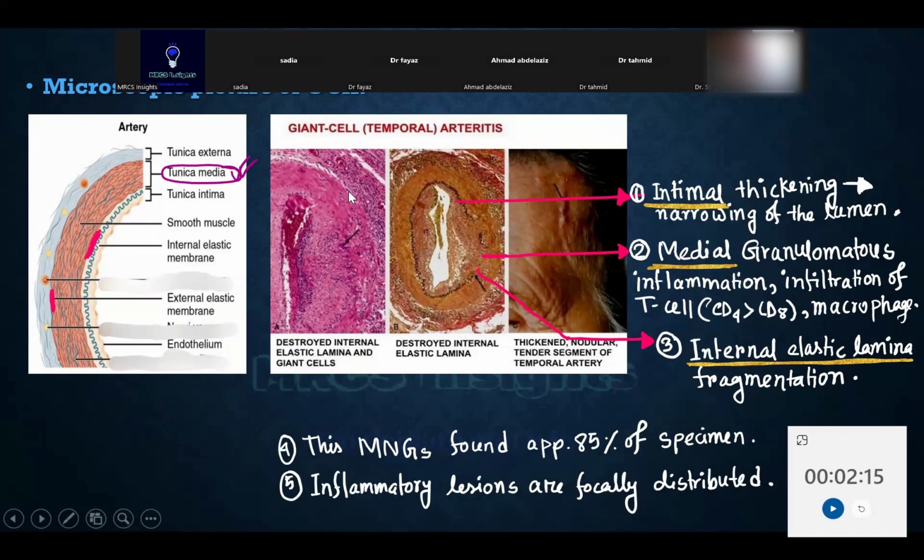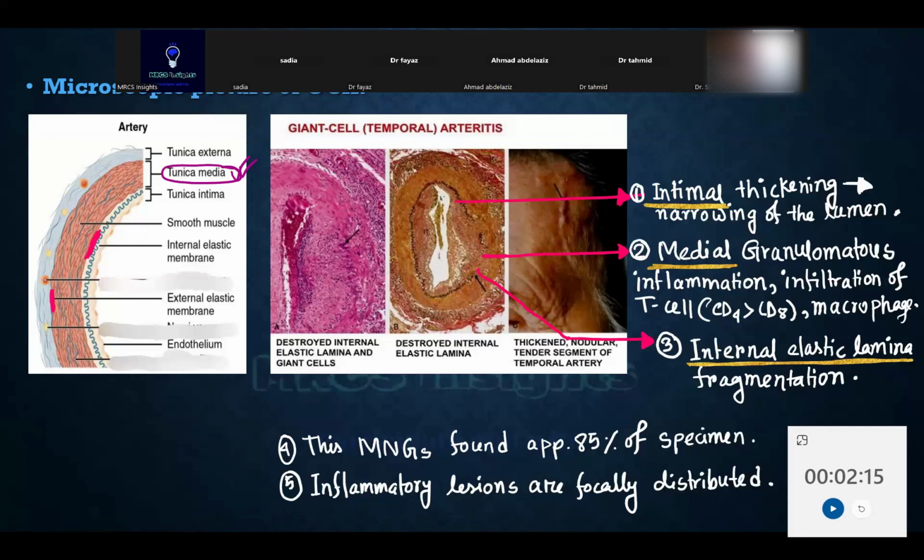And what will happen in case of giant cell arteritis? What changes will occur in these layers? At first, what will happen in tunica intima? There will be tunica intimal thickening, and that's why there will be narrowing of the lumen. See this. So what will happen in case of tunica media? There is aggregation of granulomatous inflammation, and also there will be infiltration of T cells. CD4 T cells will be more than CD8 T cells, and also there will be macrophages.